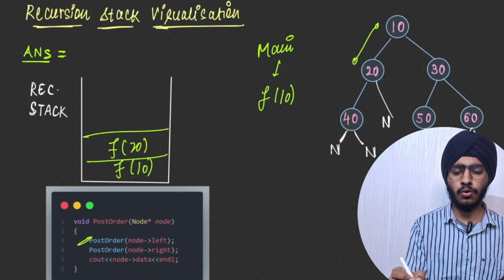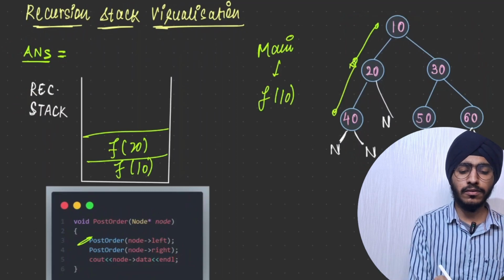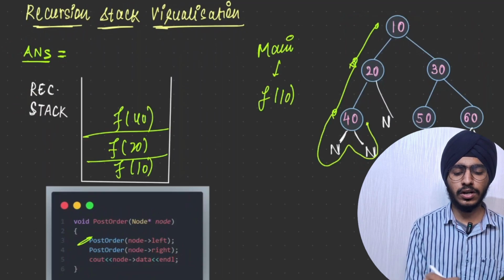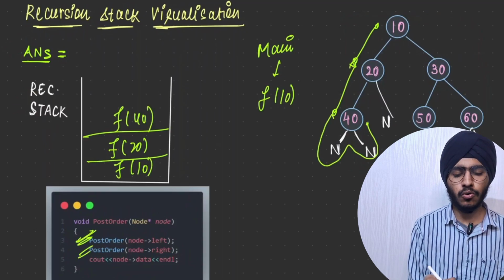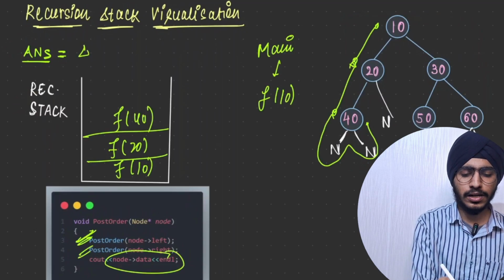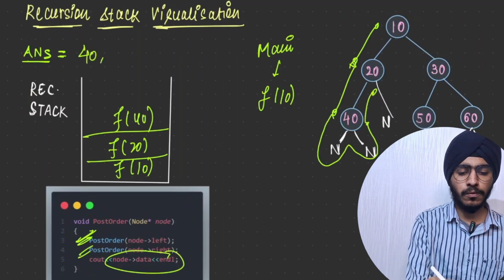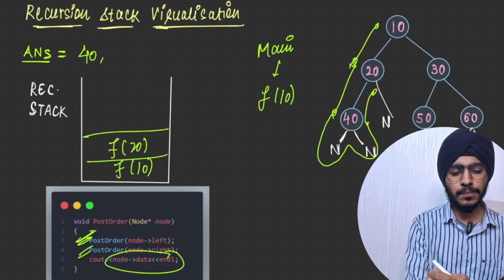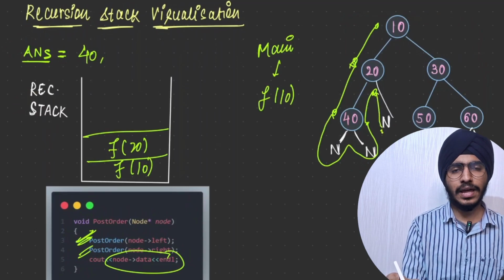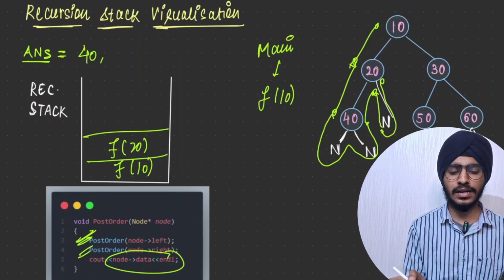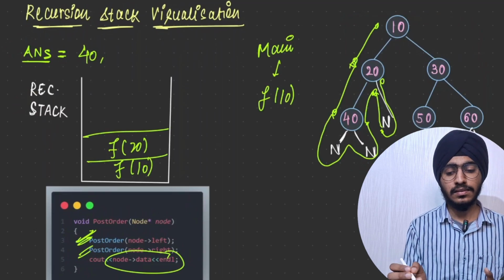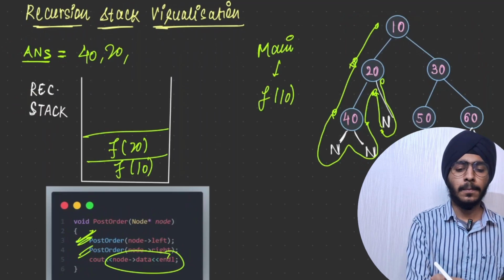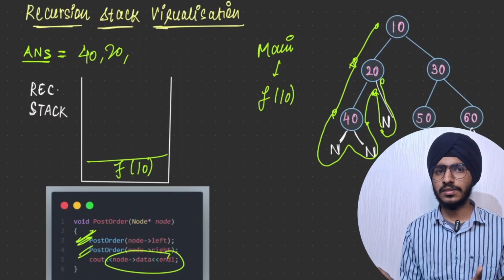Now 20 will say, go to my left. Go to 40. 40 will again say, go to my left. We will say null, go to my right, null. Now 40 will say left is also called, right is also called. Now print me. So we'll print the 40 and then we come to 20. We will pop out 40 from the stack because it is done. Now 20 will say my left is completed, let's go to right. So we'll go to right, that is null. Now we come back to 20. So 20 will say that since left is done, right is also done, let's print it. And since it is completed, pop it out from the stack.